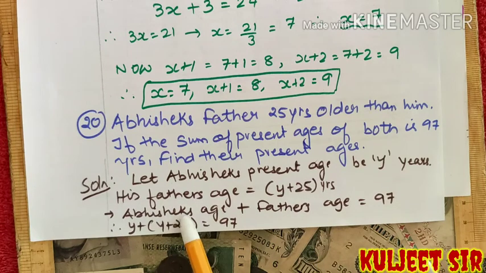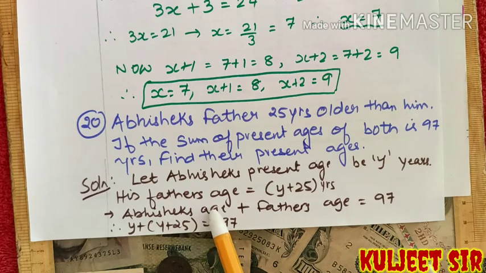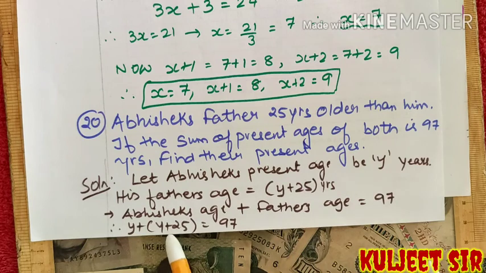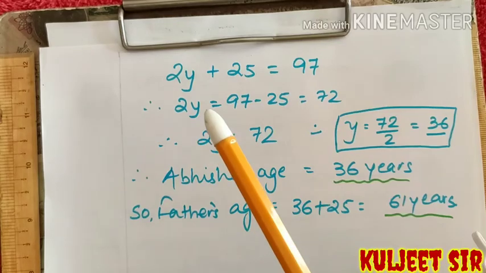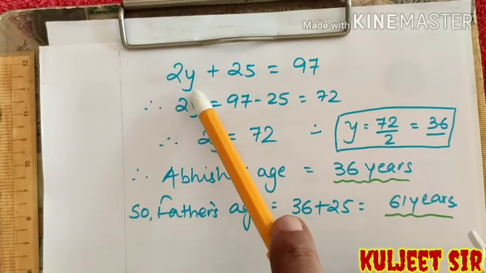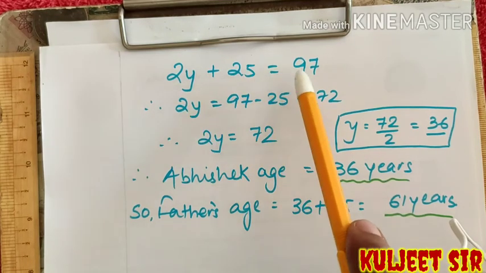So now Abhishek's age plus his father's age, they total up to how much? 97. That is what the question says. So Abhishek's age, as you know, is y, plus, because we have to add, his father's age, which is Abhishek's age plus 25 years. So y plus y plus 25 will be 97. Okay, so we continue the sum further.